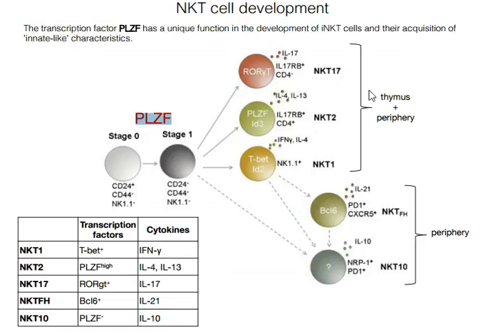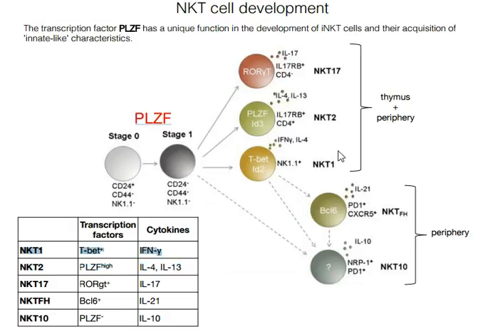So there's actually a whole family of NKT cells that are produced, and these are cells coming out of the thymus. Similar to T helper cells, we've got these NKT17 cells, which express ROR gamma T and produce IL-17. And then we have these NKT2 cells, which express PLZF and produce interleukin 4 and interleukin 13.